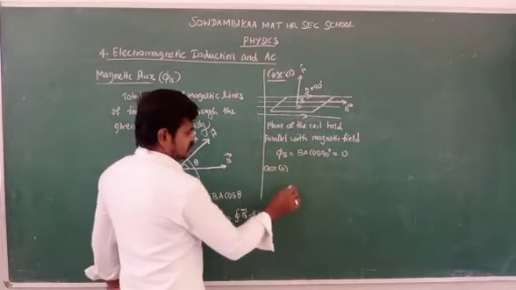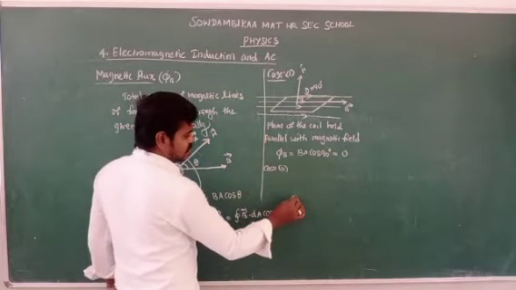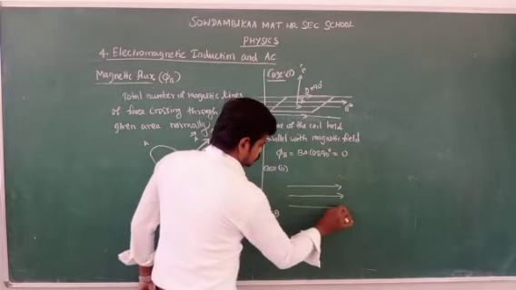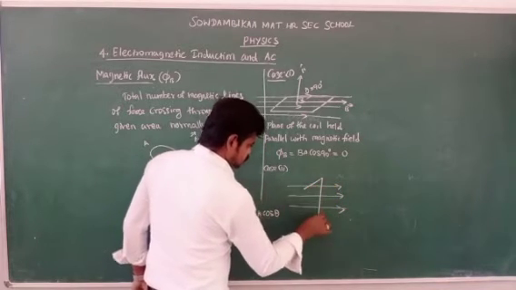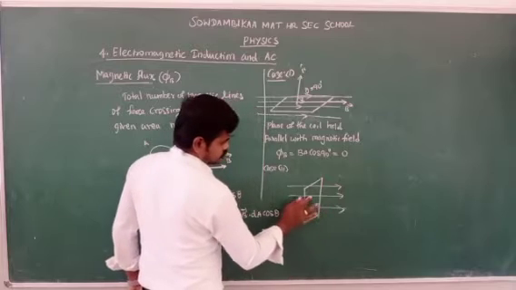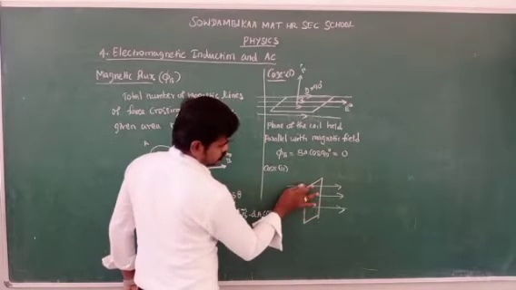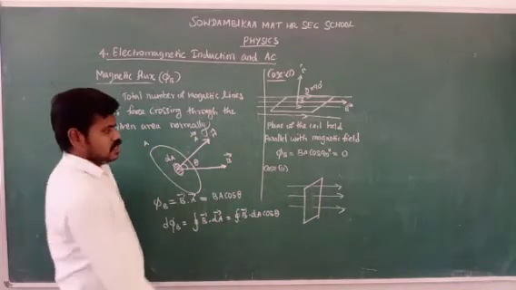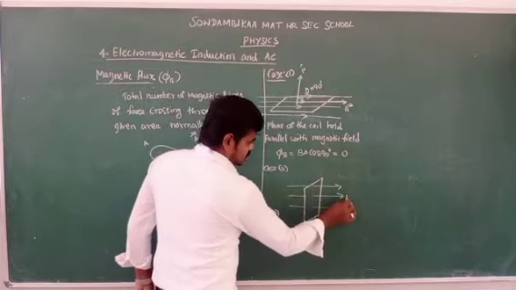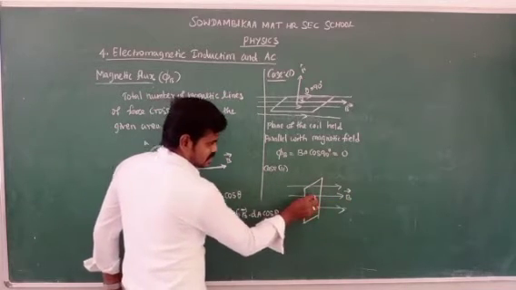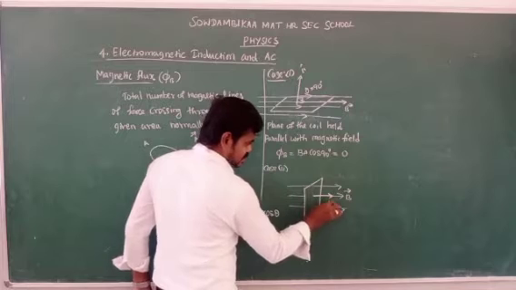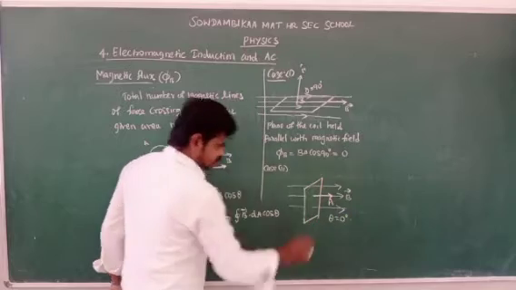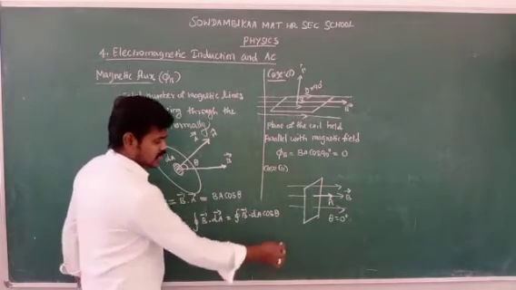Case 2. The coil held perpendicular with the magnetic field. This is the direction of the magnetic field. This is the normal drawn to the area, n cap. So both are in the same direction. Here theta is equal to 0 degrees.